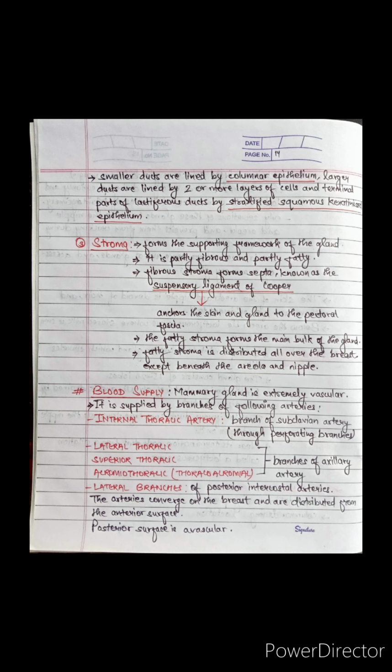Now let's see about the stroma. Stroma forms the supporting framework of the gland. It is partly fibrous and partly fatty. The fibrous stroma forms septa known as the suspensory ligament of Cooper. The suspensory ligament of Cooper anchors the skin and gland to the pectoral fascia. The fatty stroma forms the main bulk of the gland. Fatty stroma is distributed all over the breast except beneath the areola and nipple.